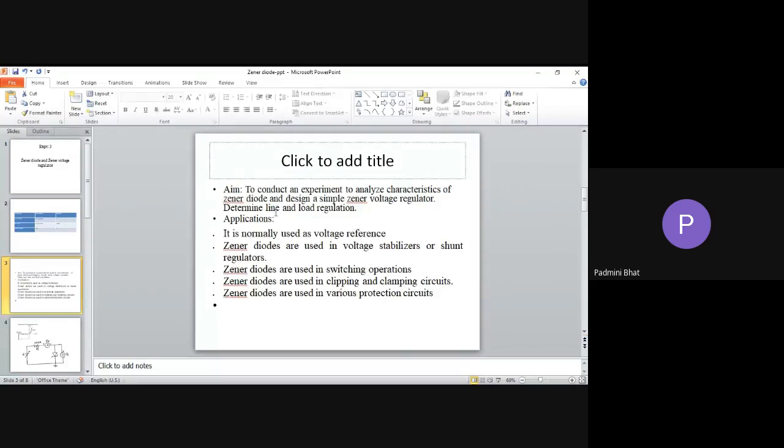Then load regulation is how much load can be varied. So that also we will be studying. Then what are the applications of this Zener diode? It is normally used as a voltage reference. Zener diodes are used in voltage stabilizers or shunt regulators; this we studied in the last class. Zener diodes are used in switching operations because of their sharp cutoff points. They are used in clipping and clamping circuits, and in various protection circuits.